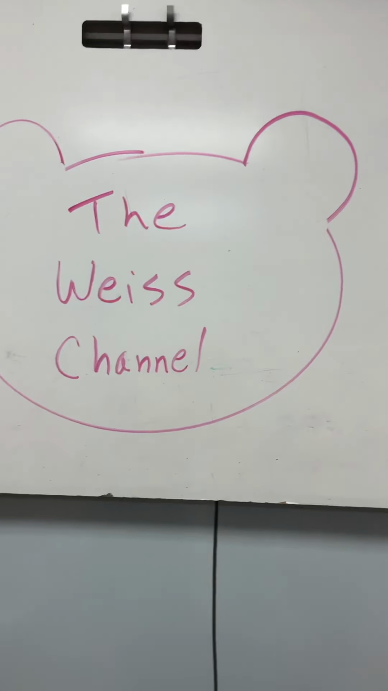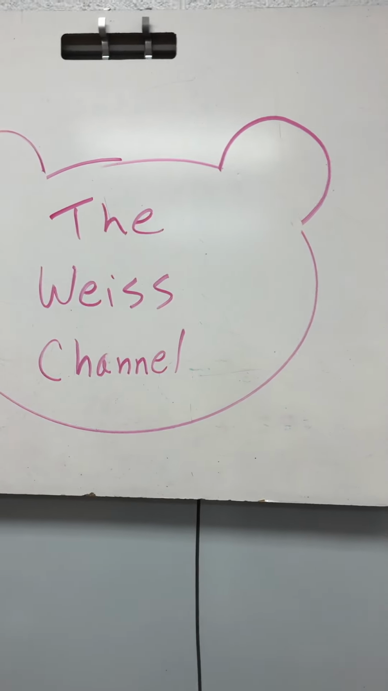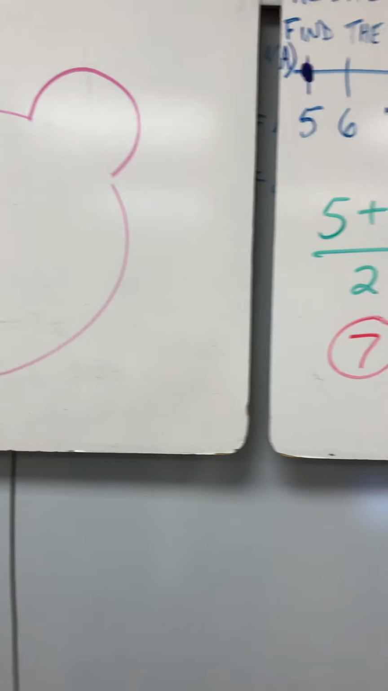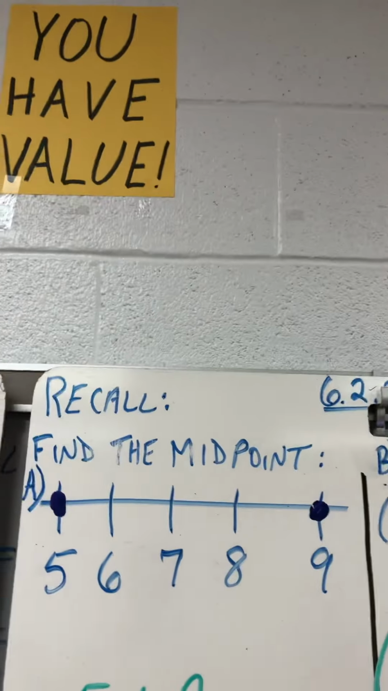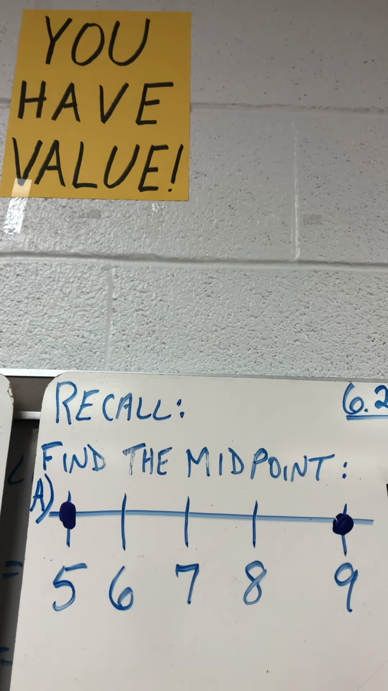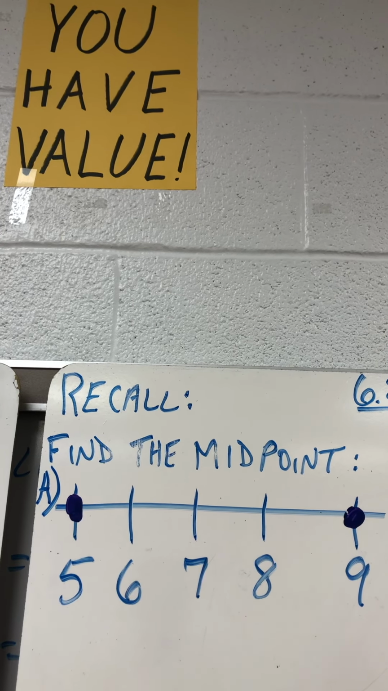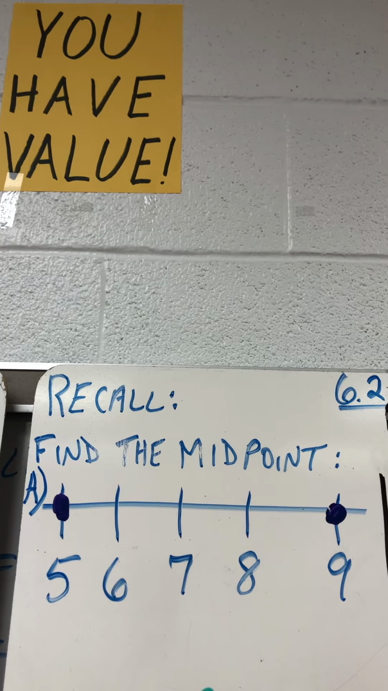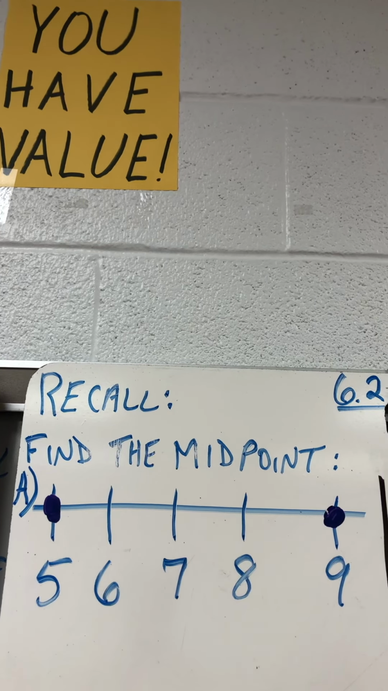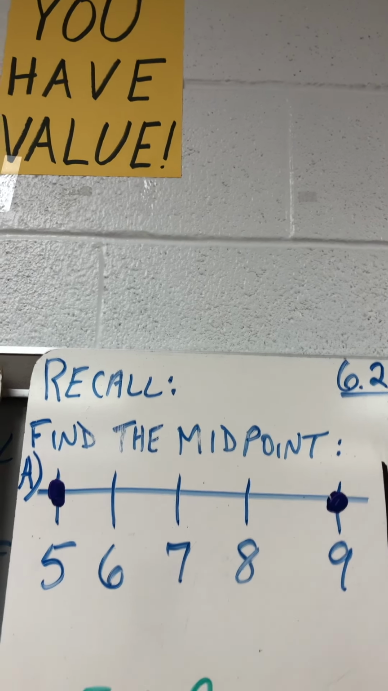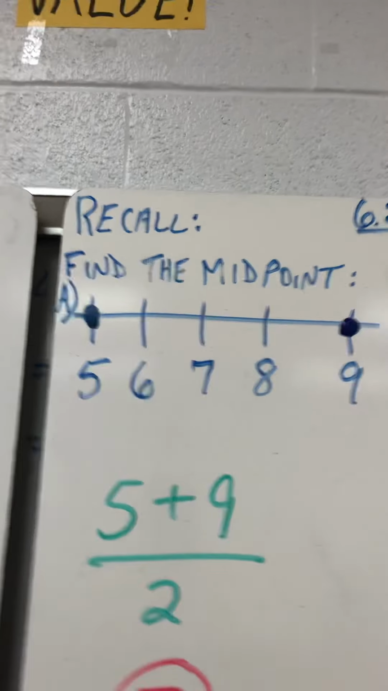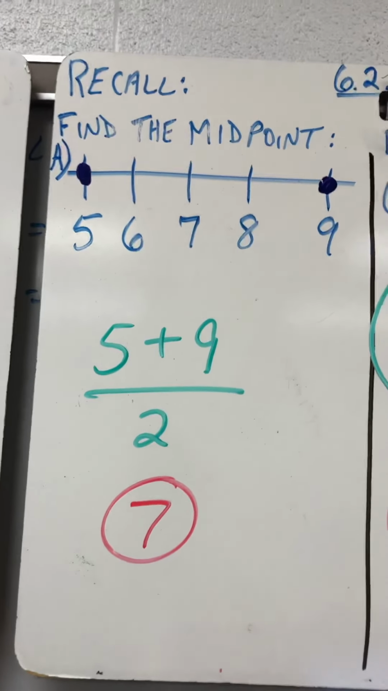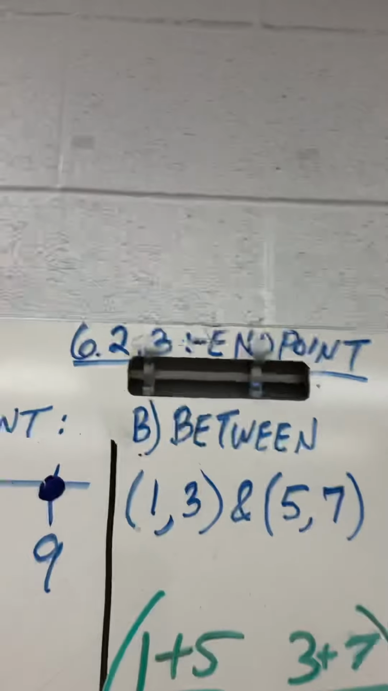Okay, today we're going to find the endpoint given one endpoint and a midpoint. Let's go back to midpoint. How do you find the midpoint? Well, if the two endpoints are at 5 and 9, you can take 5 plus 9 and divide by 2. 14 divided by 2 is 7, right? So that's what we do here.